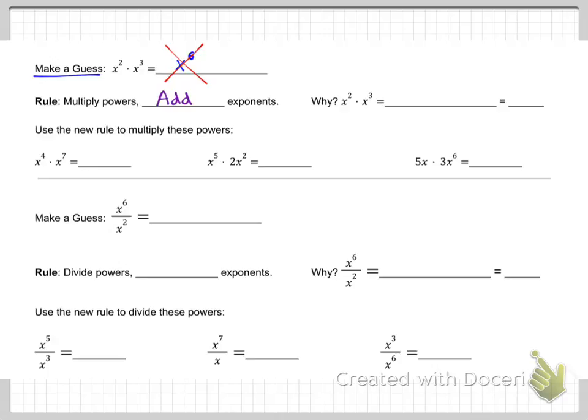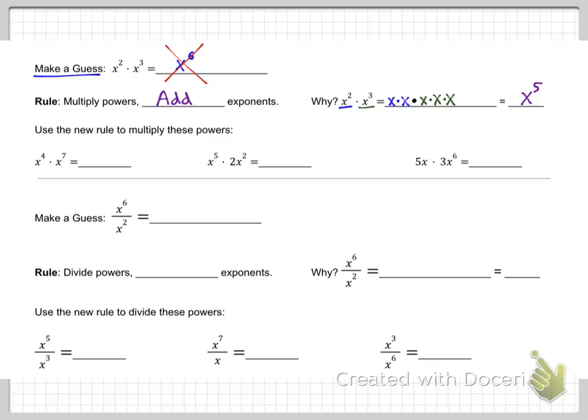Before I show you some examples, let's talk about why we do that. X squared times x cubed. Well, what does x squared mean? It means x times x. What does x cubed mean? It means x times x times x. So x squared times x cubed simply means x times x times x times x times x. In other words, x to the 5th power.